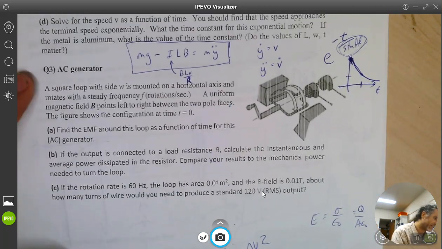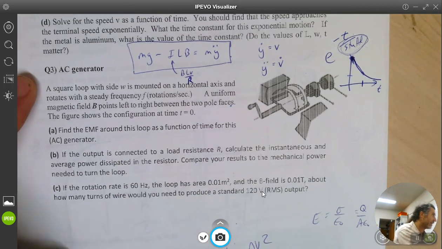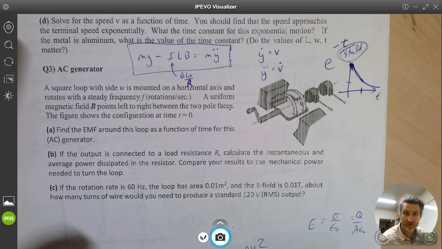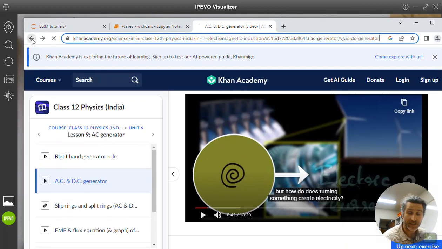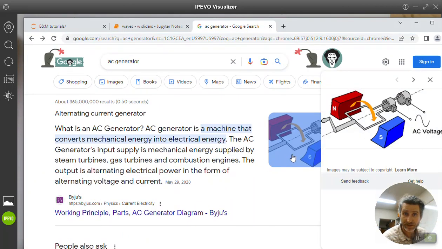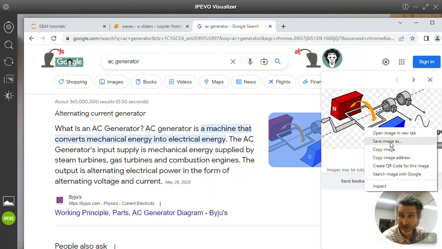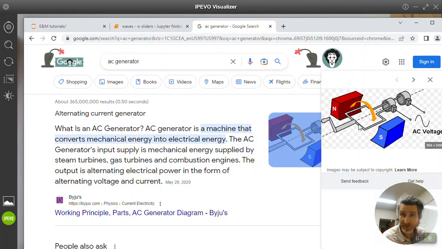Okay, so lastly, for the AC generator, this was a good one, I think, because it's really helping us make some sense of things. And actually, I'm going to move to a better picture of an AC generator here. Let's see if I can make it a little bigger. It's not. Okay. I'm just going to use this picture here.